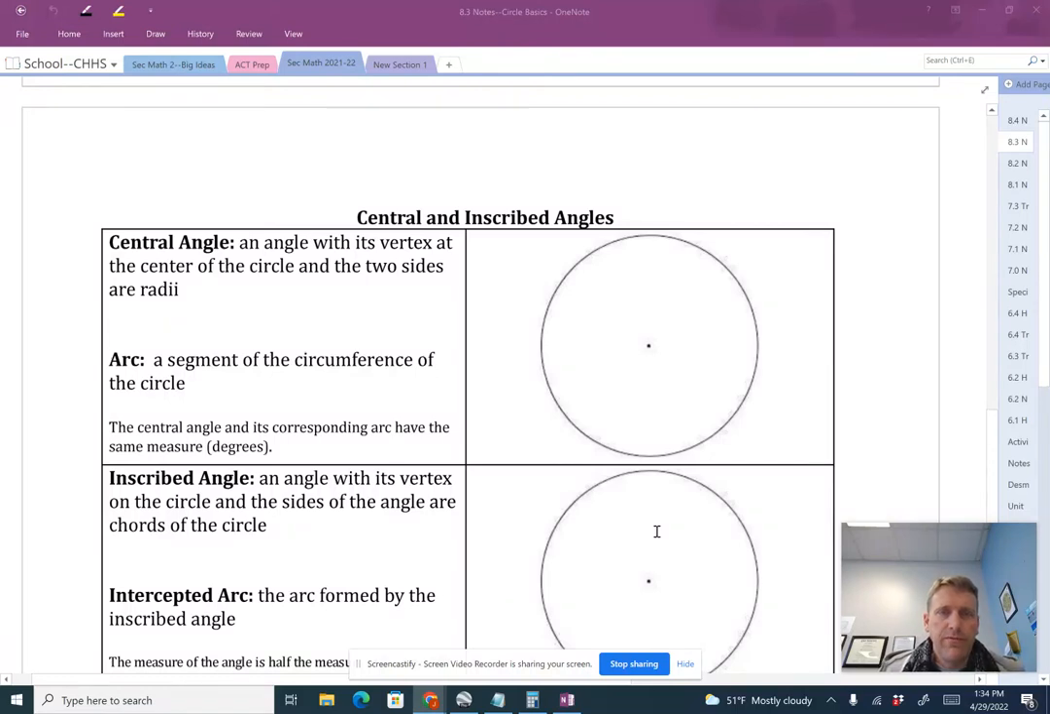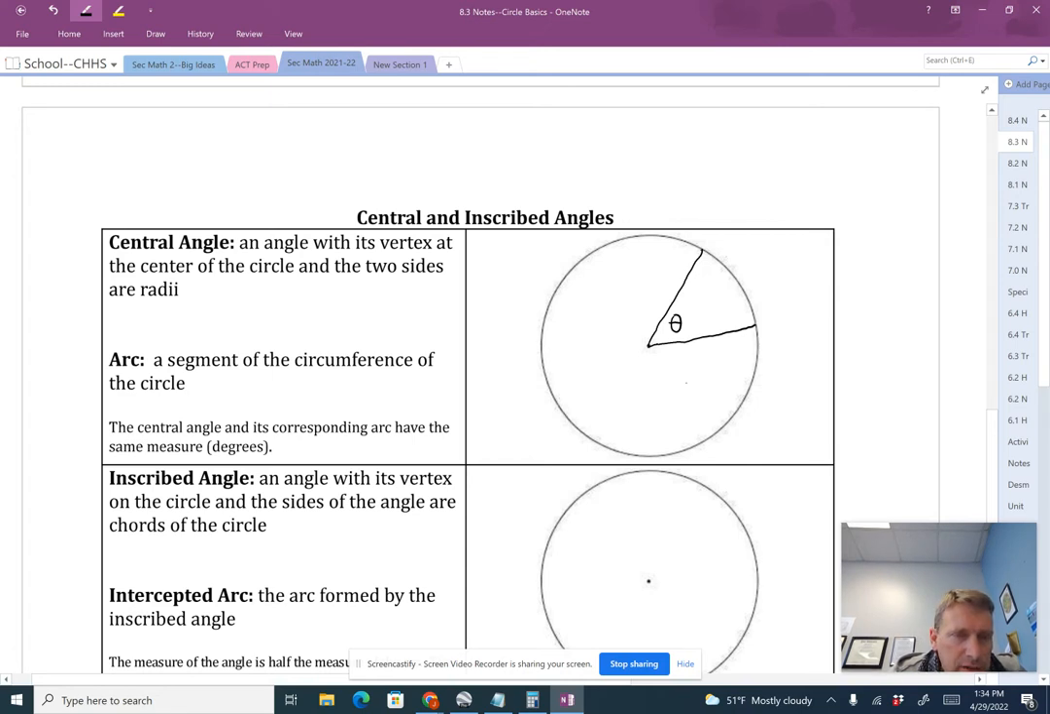This is part 2 of 8.3 in Circle Basics, and we're going to talk about central and inscribed angles. A central angle is an angle with its vertex at the center of the circle, and the two sides are radii. So here's what that might look like. We've got two radii, and for this central angle, we might use a variable such as theta to represent what it measures.